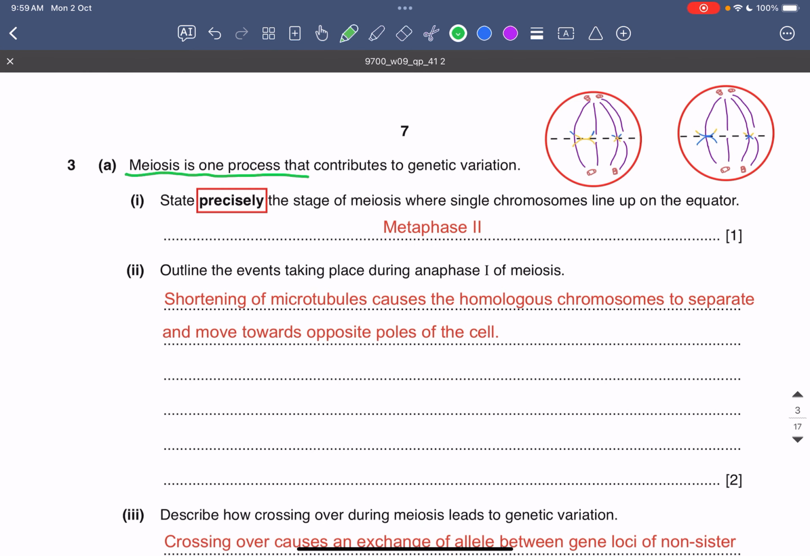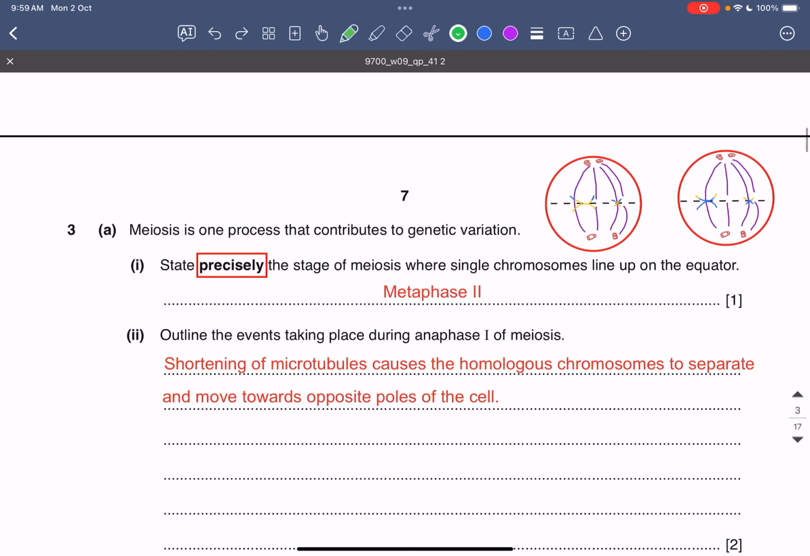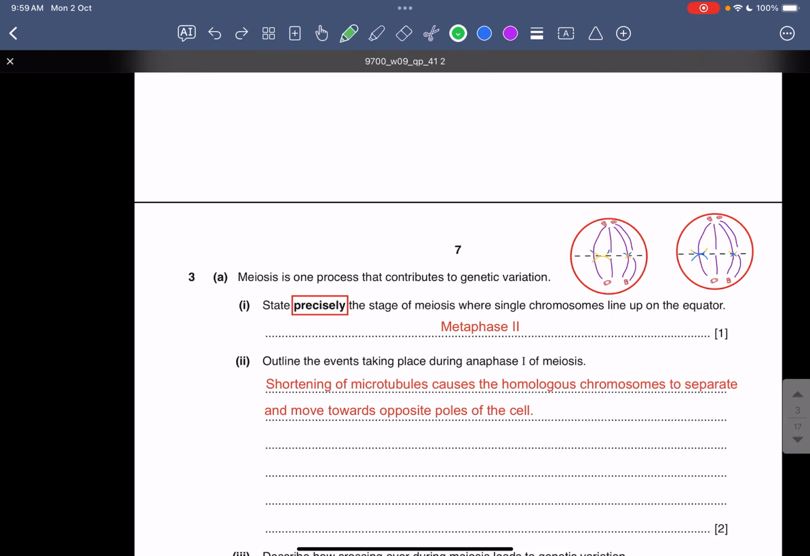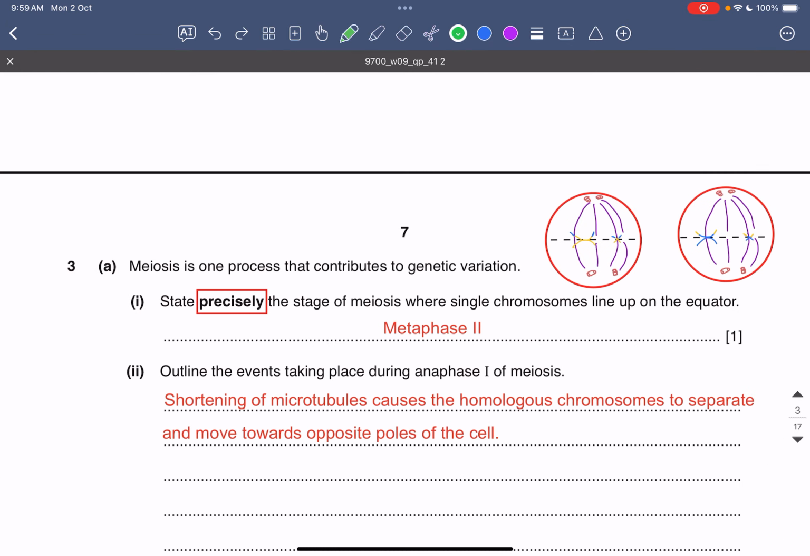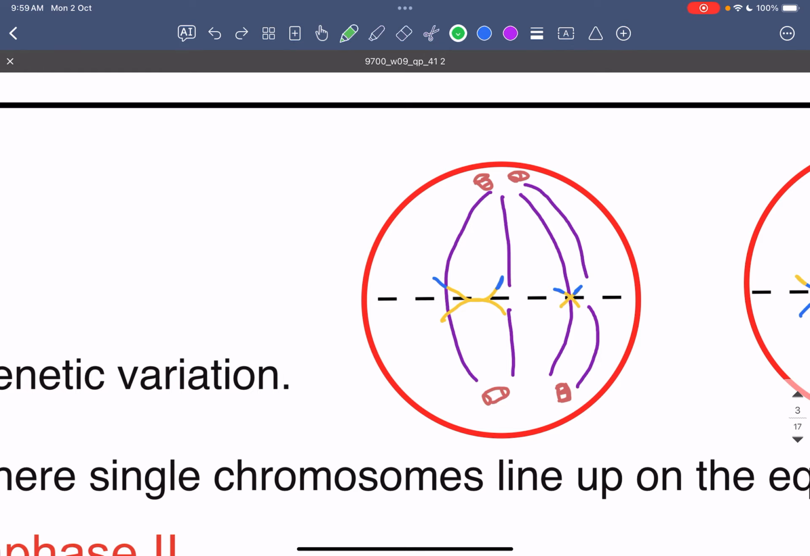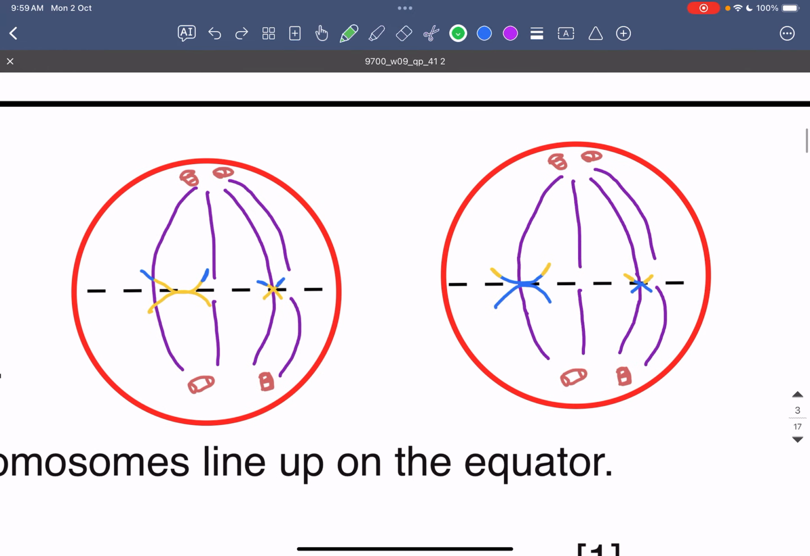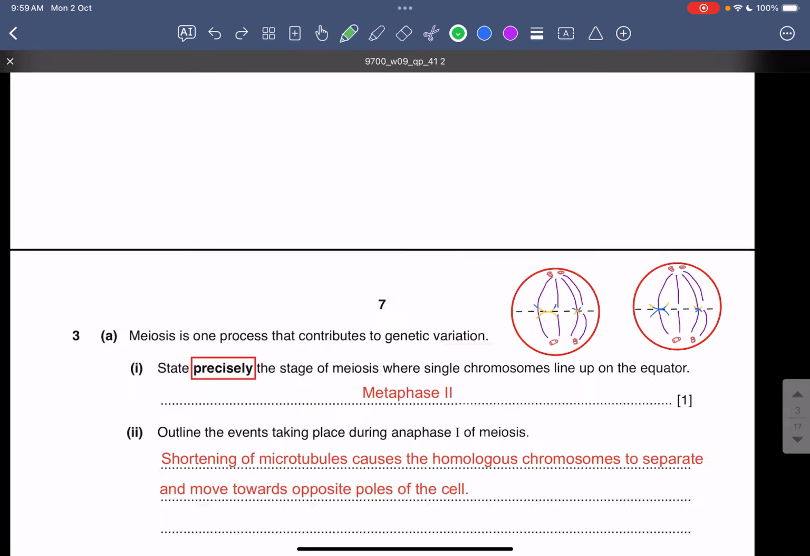Meiosis is one process that contributes to genetic variation. State precisely the stage of meiosis where single chromosomes line up on the equator. Since they're asking us precisely, we should say that it happens during metaphase 2. That's where the single chromosomes line up on the equator, because during metaphase 2, the chromosomes line up along the equator of the spindle by the attachment of spindle fibers to the centromeres of chromosomes. I've drawn it here so you can better understand it. And meiosis 2 is just like mitosis.